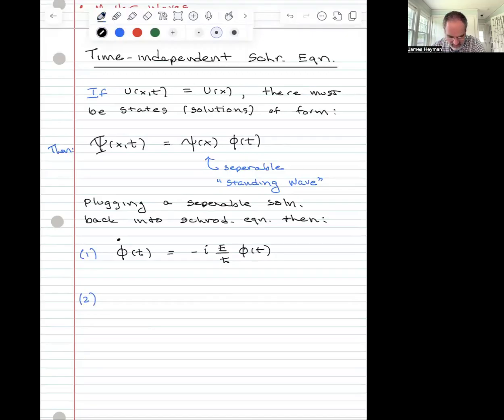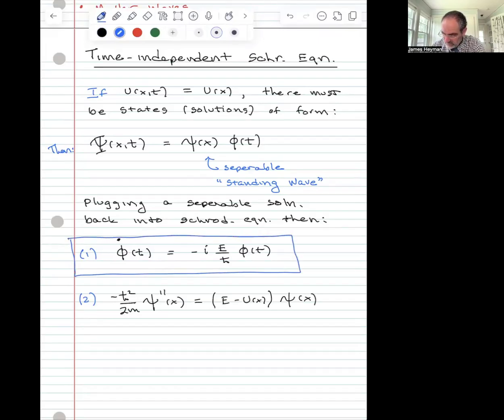The second equation gives us little psi: minus h bar squared over 2m times the second derivative of psi is equal to E minus U of x times psi. There we go. Here, we'll put a box around these because they're important for us. Actually, the first one's not going to be that important for us, but the second one will be.